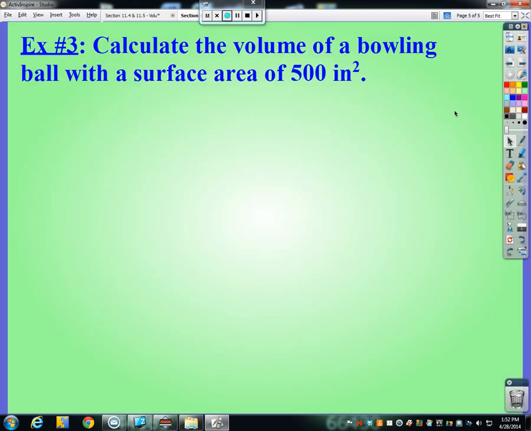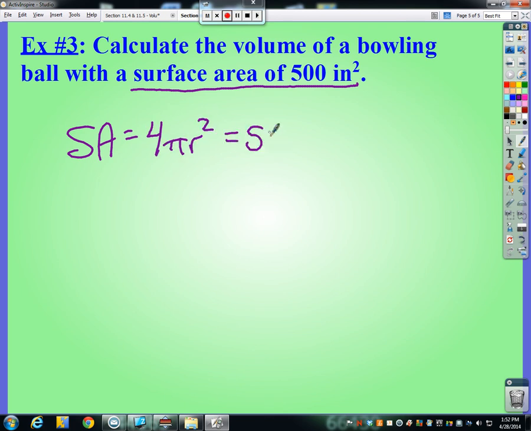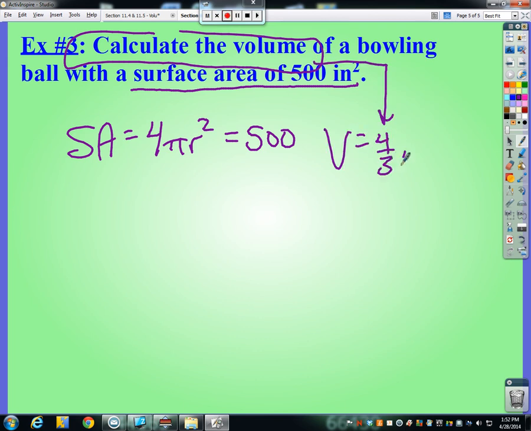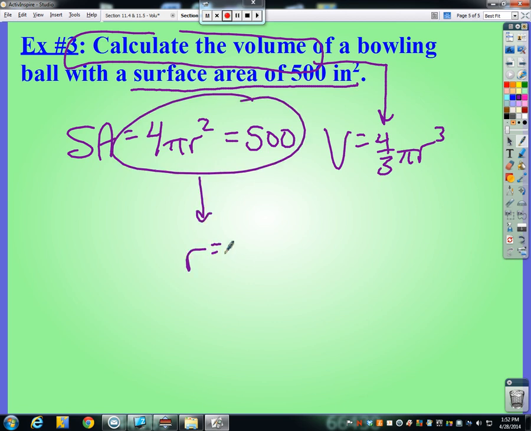The last example I want you guys to try on your own. Now notice this is similar to the last problem we just did, except I flipped it around on you. I gave you the surface area, so you know the surface area, which is 4 pi r squared, it is equal to 500. And what I want to know is, what is the volume of this bowling ball? 4/3 pi r cubed. So I want you to take this, get the radius, whatever it is, plug it in over here, and tell me what the volume is.